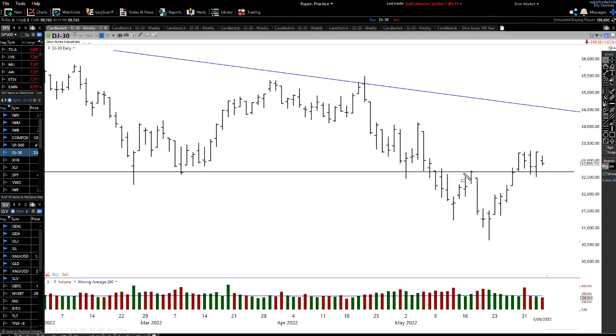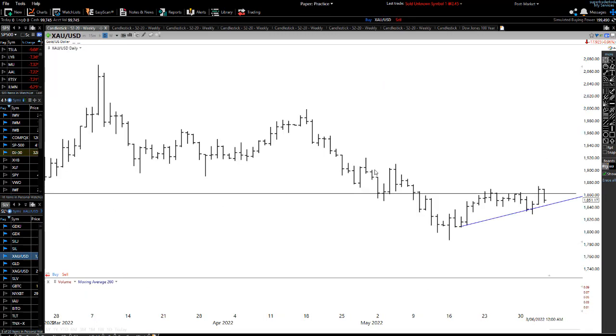And so we can see that level around the 32,500 on the Dow Jones, that's where we're actually seeing a lot of support through there. So that's going to be really, really interesting to see what actually happens there. Let's go have a look at gold as well.